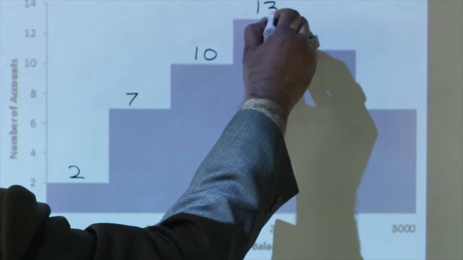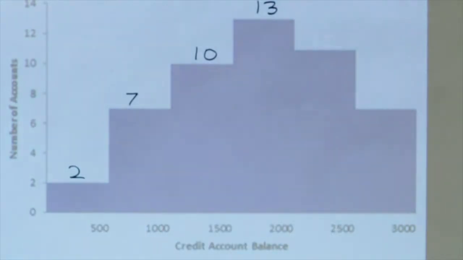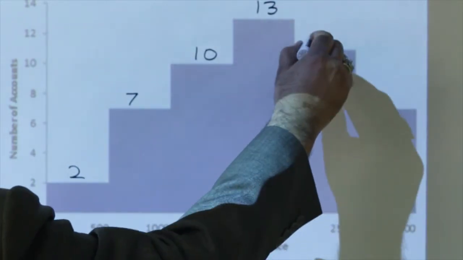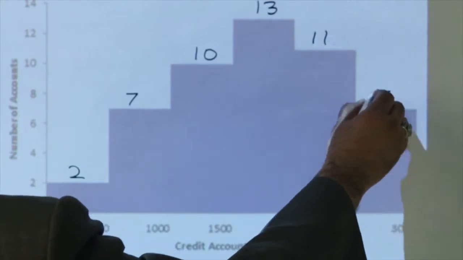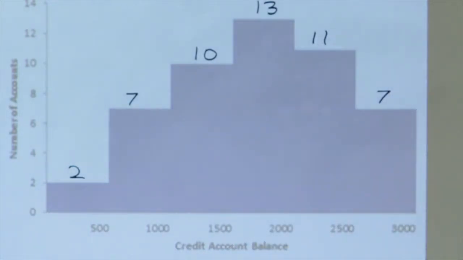13 accounts that have a balance of 2,000. 11 accounts that have a balance of 2,500. And 7 accounts that have a balance of 3,000. Now, let's answer the questions.